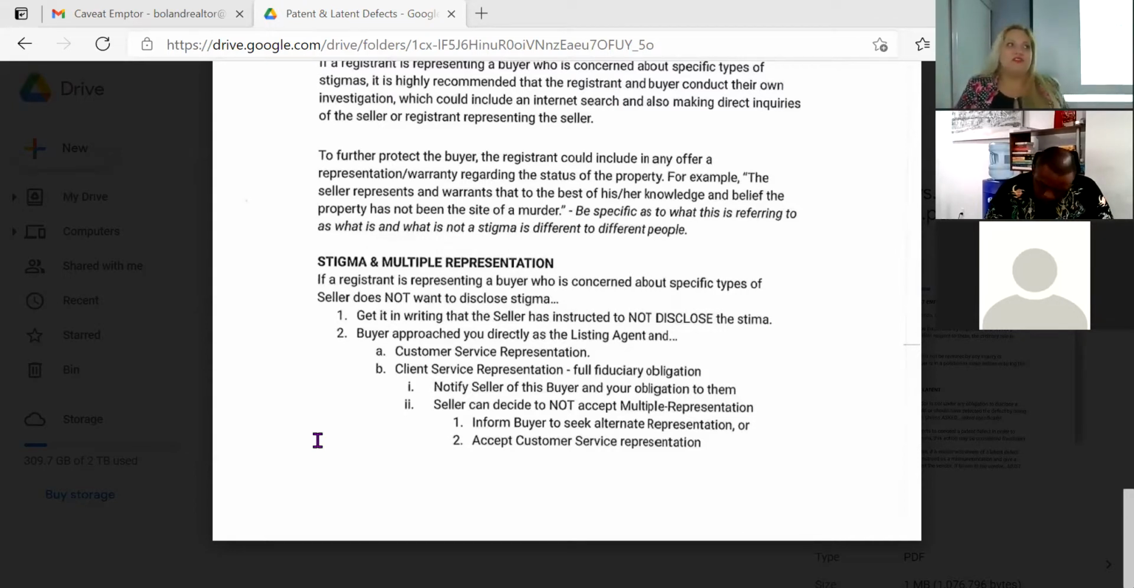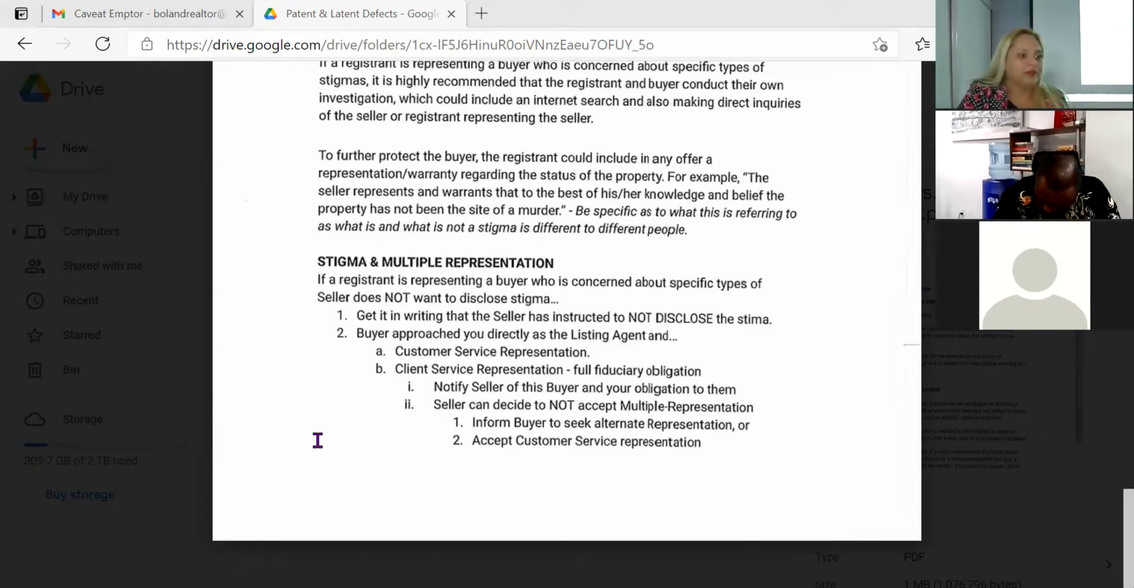You can't really take on this multiple representation unless you tell your seller that you have to disclose it to this person, and they now agree in writing. So you can't take multiple representation. It's a really sticky situation. If you guys get into this, call me and we'll discuss, because it goes back and forth on whether you should actually be doing this multiple representation. You might want to consider giving it to someone else, or asking that buyer to find another agent.